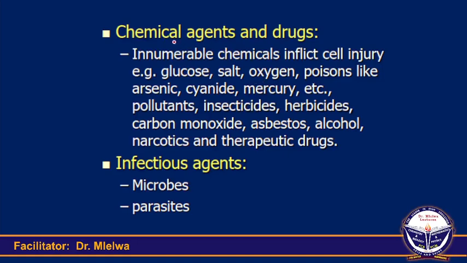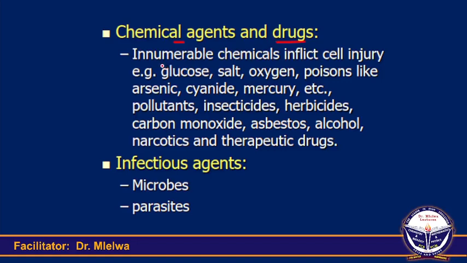Why have we written chemical agents and the drugs? Because with chemical agents we are talking about other chemicals, apart from drugs. We have put drugs here in the group so that one knows that we have chemical agents and then we have drugs. Drugs also are grouped together with chemical agents.